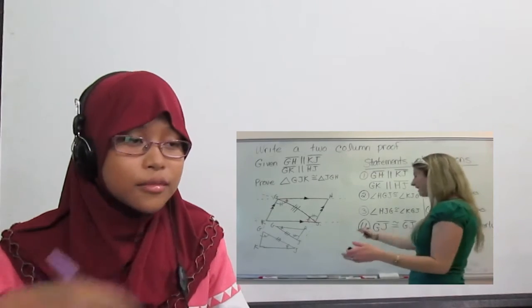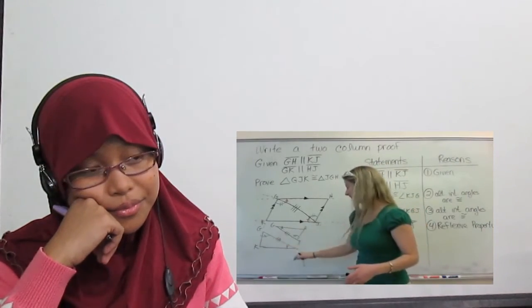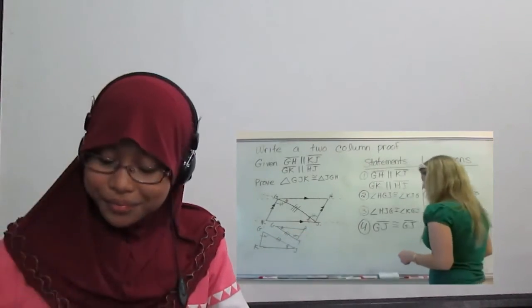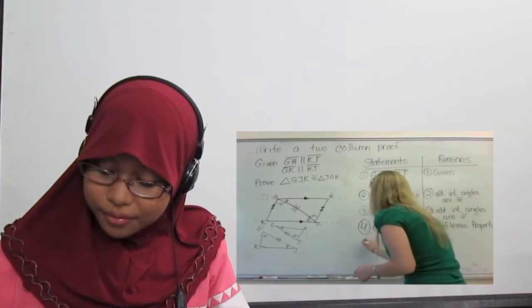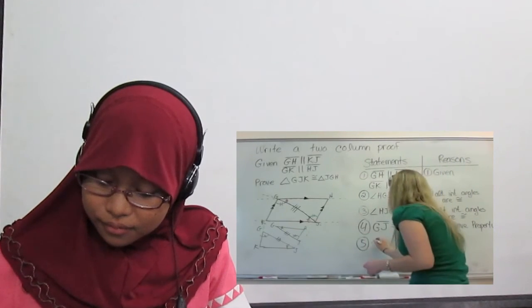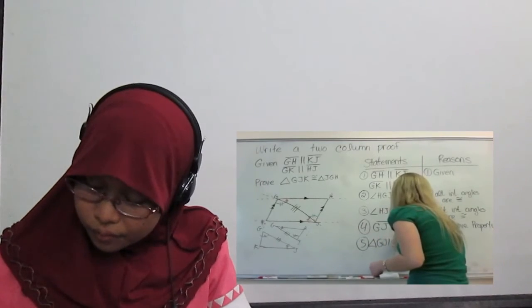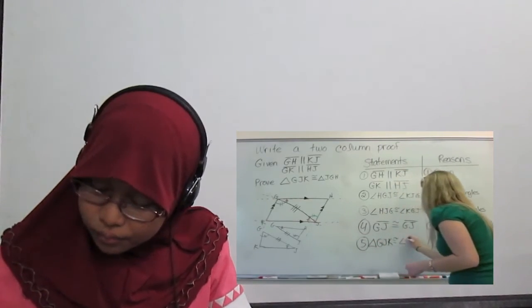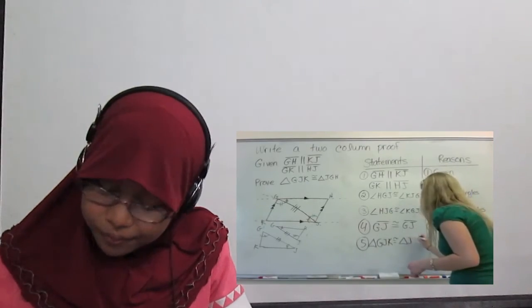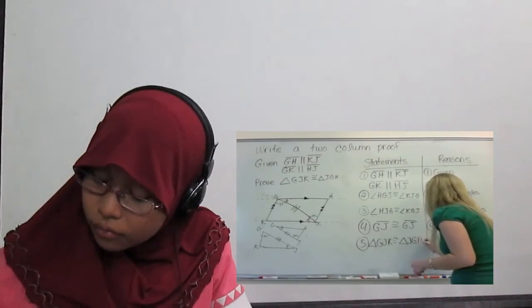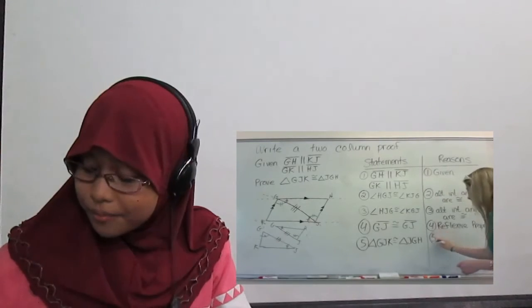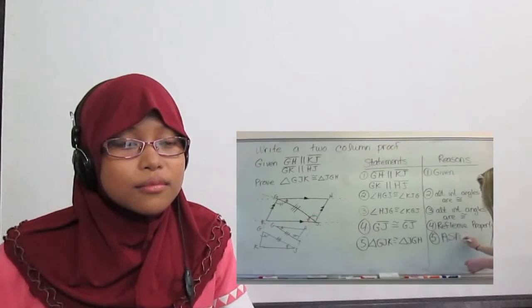Okay? So now we've got angle, side, angle. Like I said, angle, side, angle. Perfect. So now we can say that those two triangles are congruent by angle, side, angle. So triangle GJK is congruent to triangle JGH, and that is by angle, side, angle.